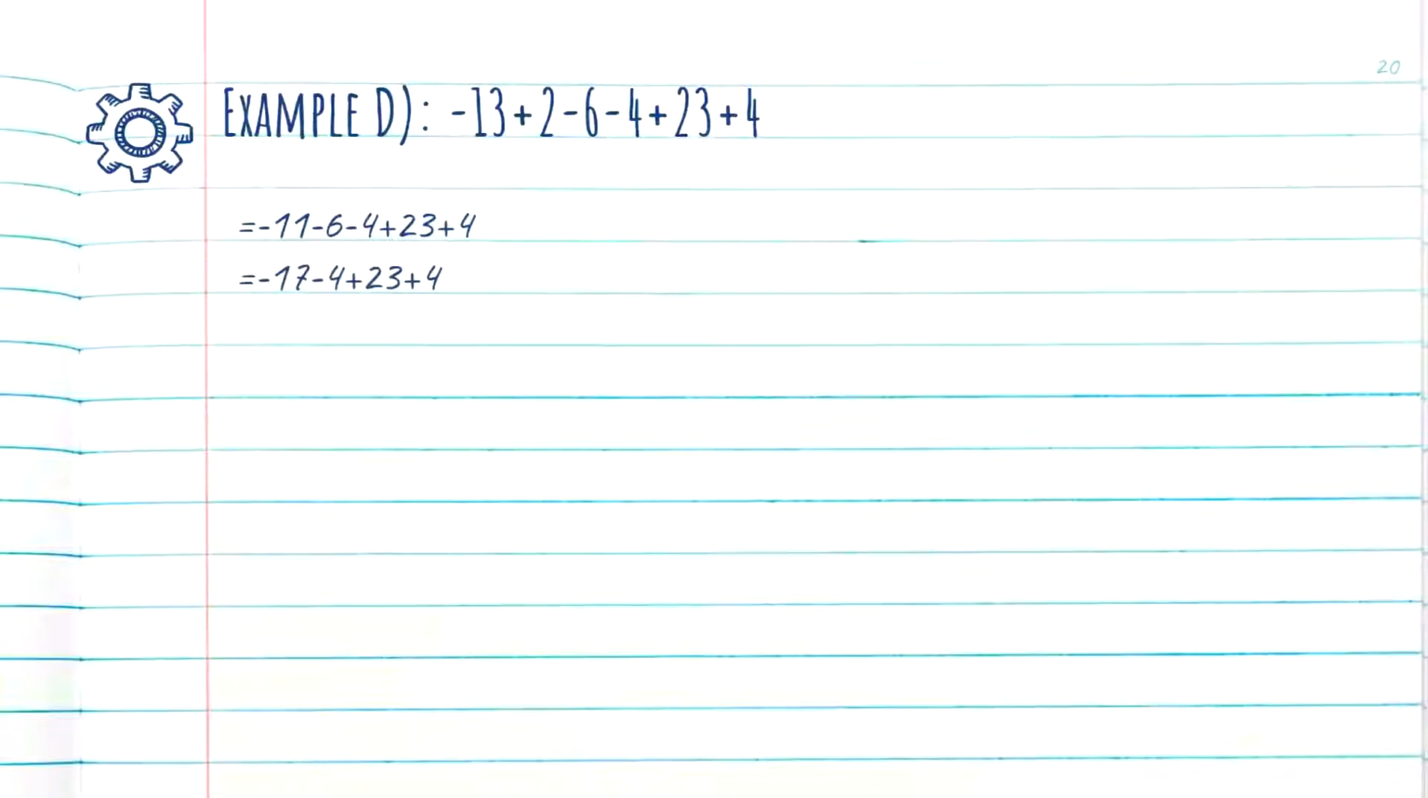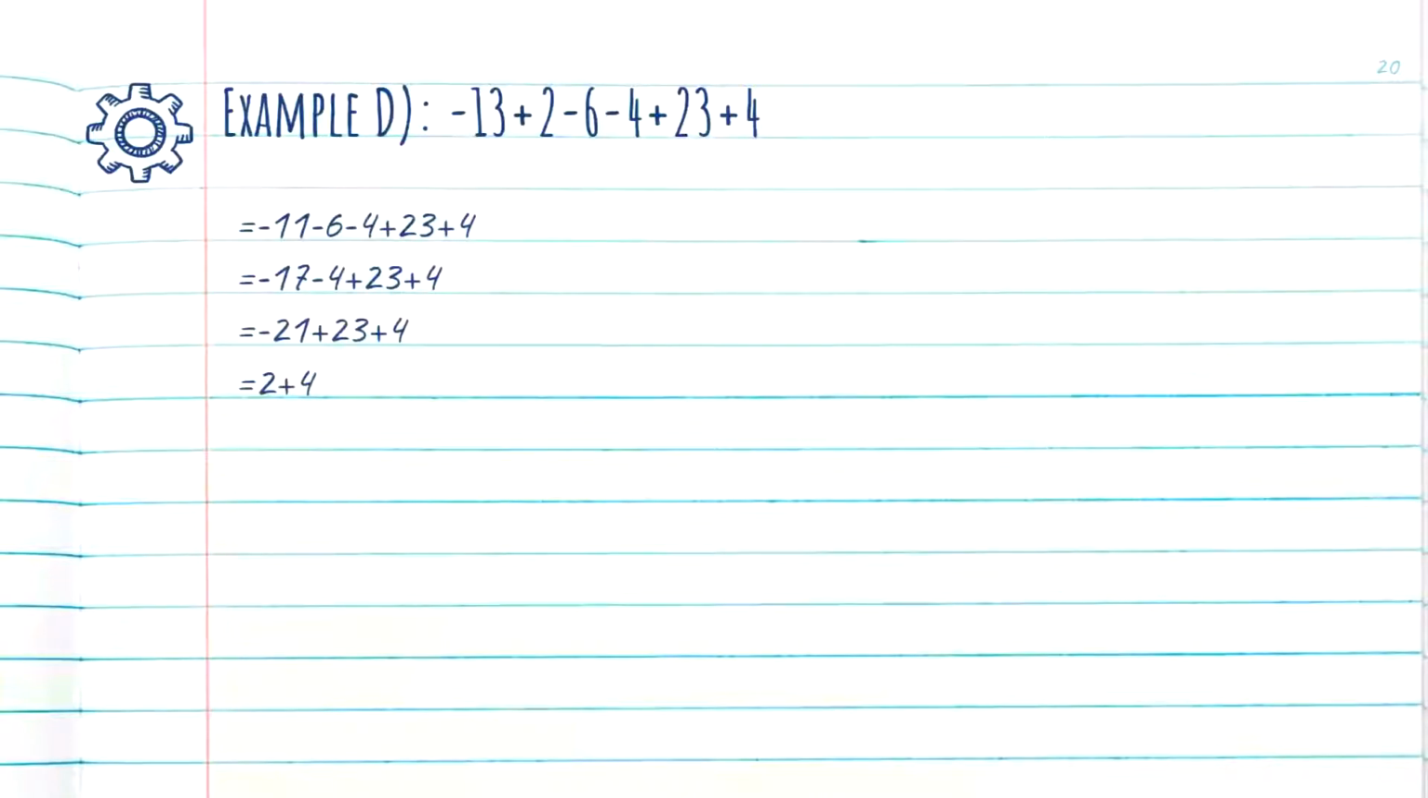11 minus 6 is negative 17. And we can drop the rest of the equation down. So now we can look at the next line and say, what's the next operation? Negative 17 minus 4, that gives us a total of negative 21. And again, we drop the rest of the equation. Negative 21 plus 23, that gives us positive 2.